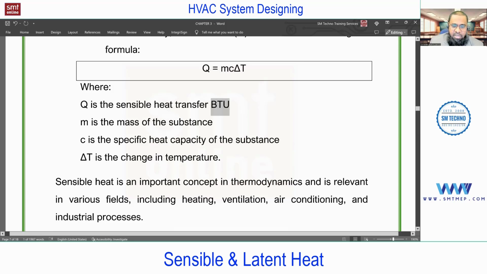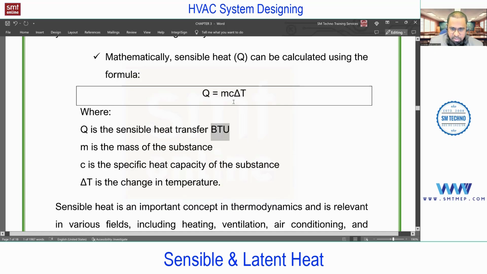And delta T is the change in temperature between the two sides of that body. Okay, so just remember this formula. When we deal with the load calculation, you'll find the modified formulas, and we'll discuss them in more detail. At this level, I'm not going into detail for this formula. I'm just defining mCp delta T.